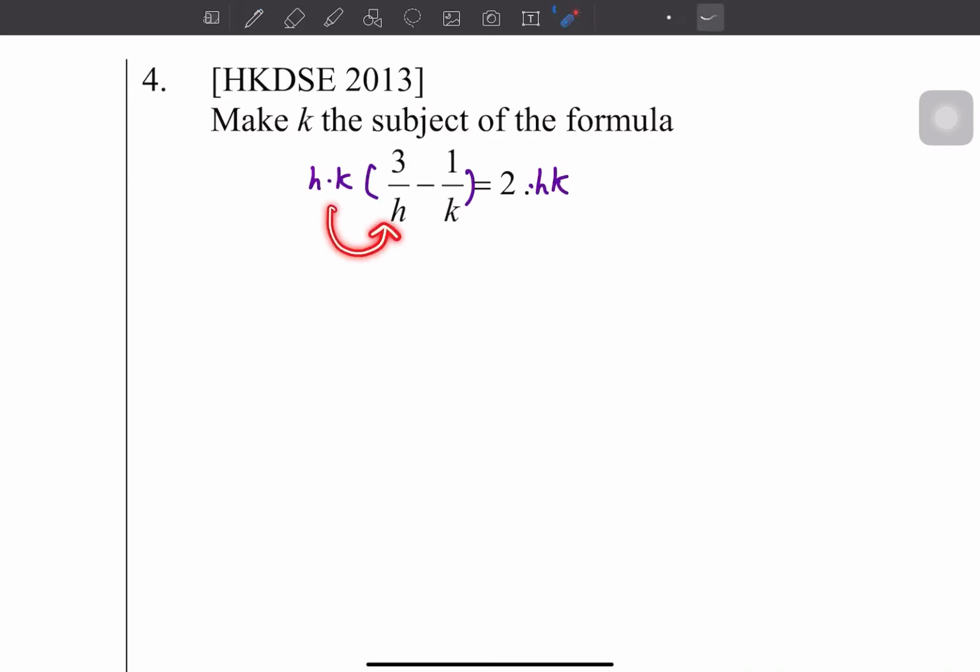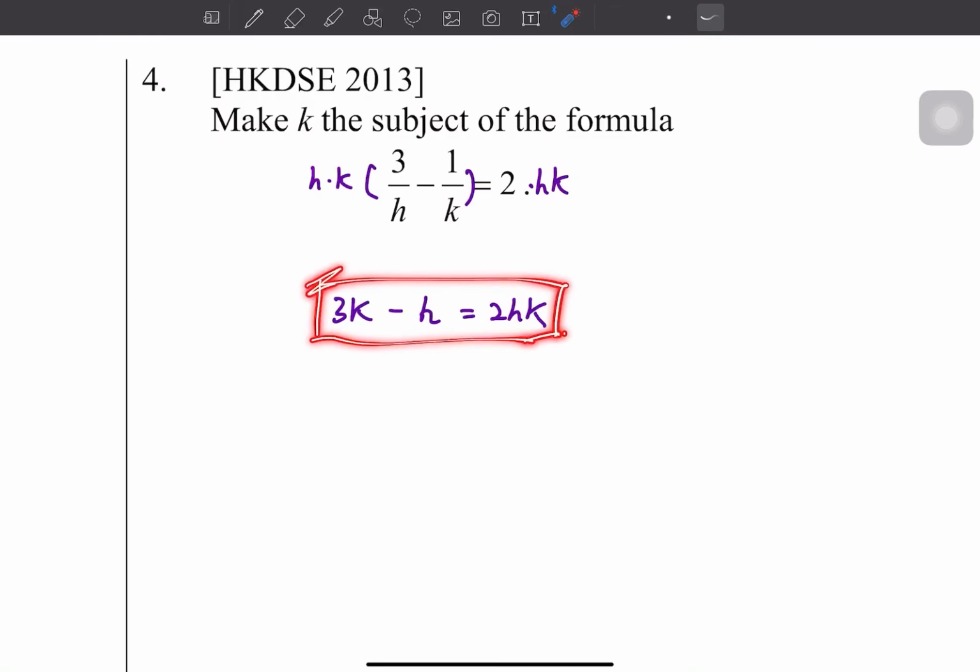For the first term, when HK times 3 over H, you can cancel it out, remain 3K. The second term, this term times this term, you can cancel out the denominator. That's why I need to multiply H and K, because I want to cancel out all the denominator. Okay, after changing to this step, go back to the previous idea.